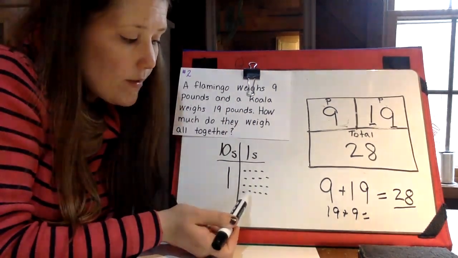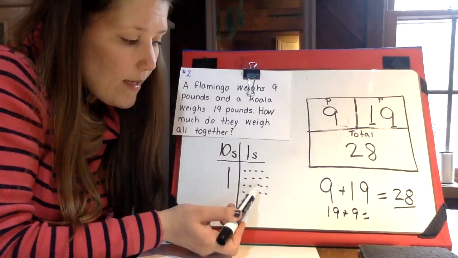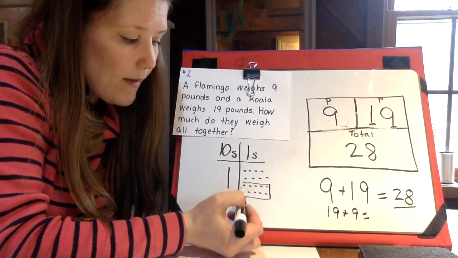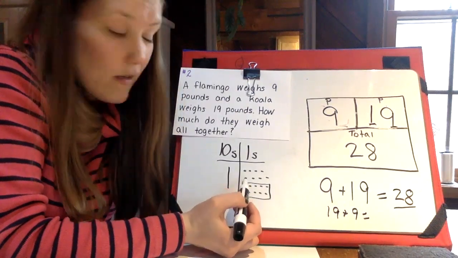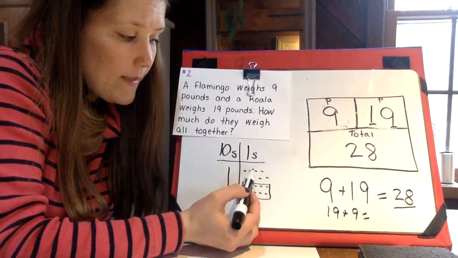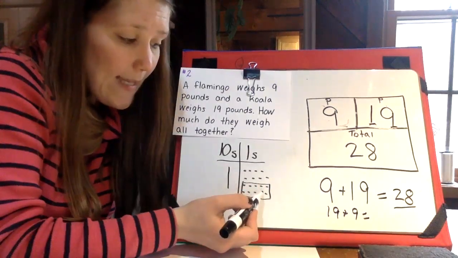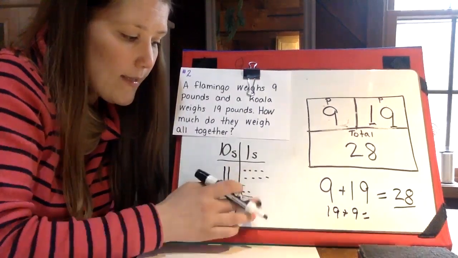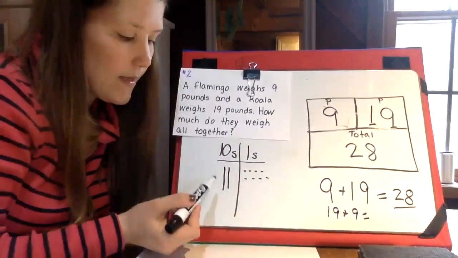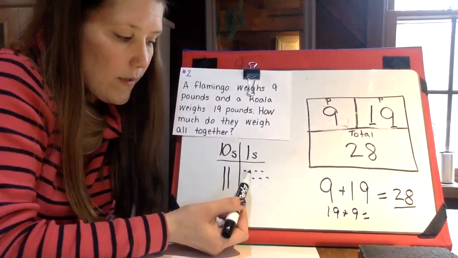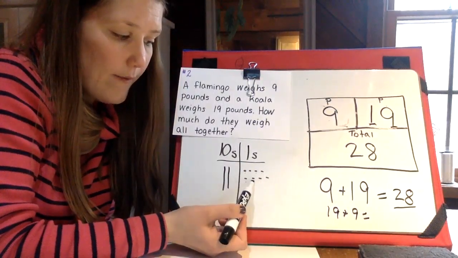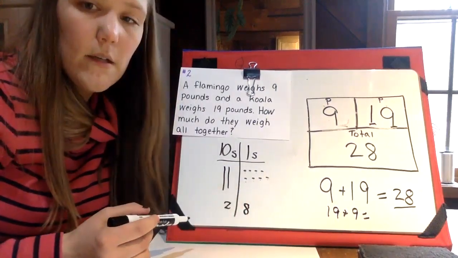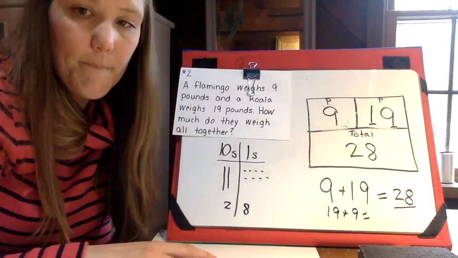Let's count. 1, 2, 3, 4, 5, 6, 7, 8, 9, 10. This is one group of 10. Do I have another group of 10? 1, 2, 3, 4, 5, 6, 7, 8. Nope. So I'm going to take that group of 10, turn it into a long, take it off of my board so I don't count it twice. And now let's count. 10, 20, 21, 22, 23, 24, 25, 26, 27, 28. 2 10s, 8 ones, 28. The same answer I got there.